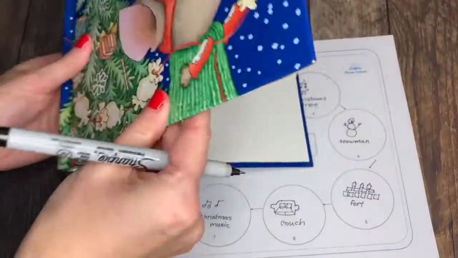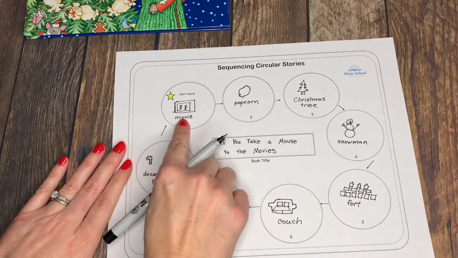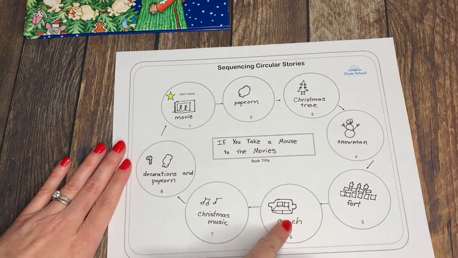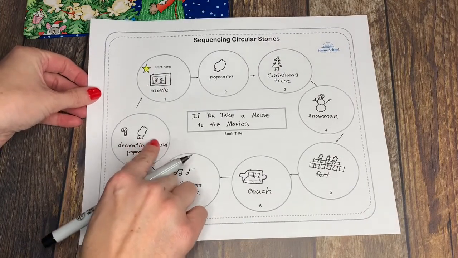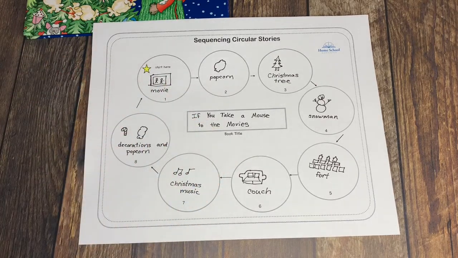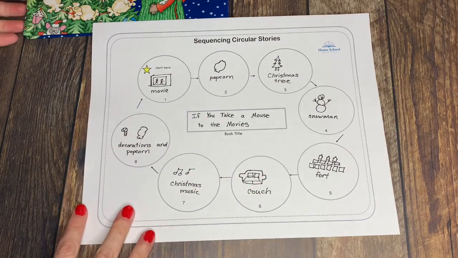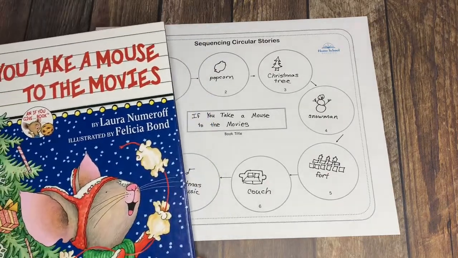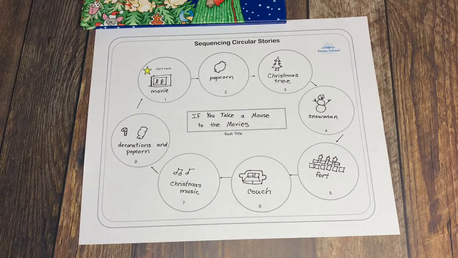So if we look at our graphic organizers, let's see if we've made it all the way around that circle, starting at the movie, going to the popcorn, the Christmas tree, the snowman, the fort, inside for the couch, listening to Christmas music, thinking of the decorations, and thinking of popcorn to decorate, which then makes him want to go back to the movies. We did it. We made it all the way around the circle, and we've sequenced the events in this story. Again, I hope that you enjoyed this story, and I highly encourage you to watch it again or read it again and have fun filling out your own graphic organizer. Happy reading and happy writing.